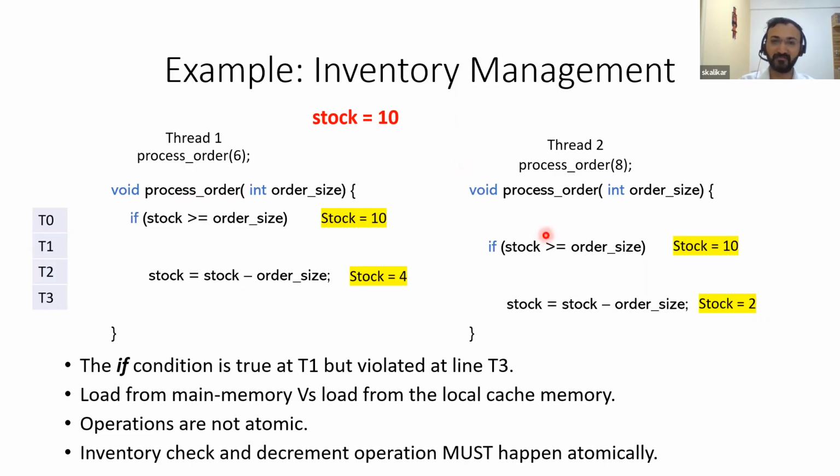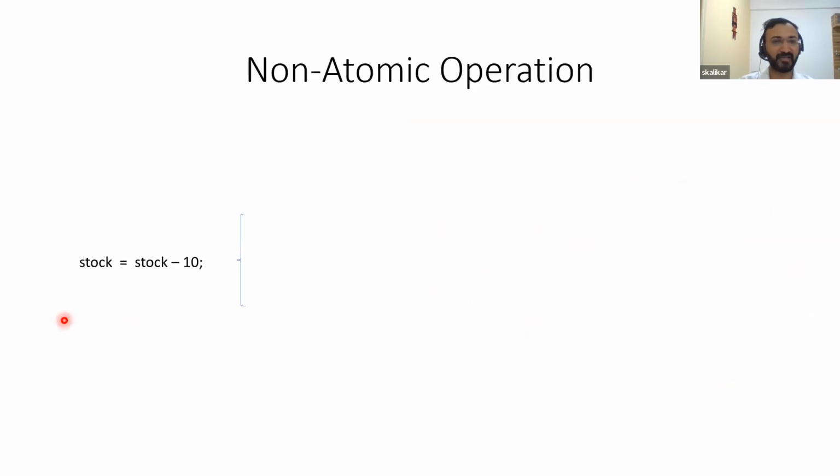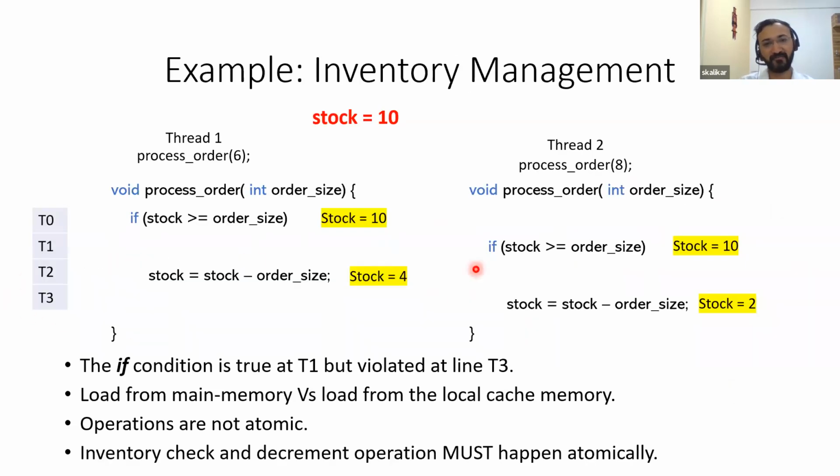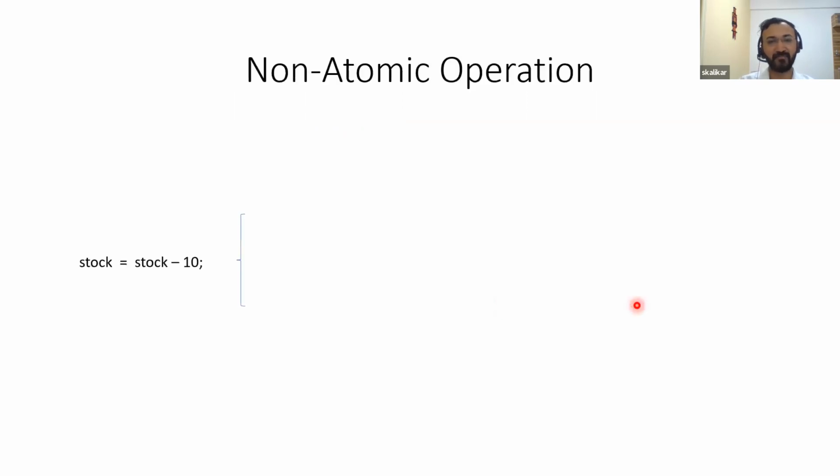So what do I mean by non-atomic operation? One thing was, when we say this if condition and check is non-atomic, that is correct. Collectively, this must appear as an atomic operation. There is another small loophole in this. When you say stock equal to stock minus 10, in this example I have just marked it as happening at time T3, but it doesn't happen like that, because this instruction is made up of small different steps.